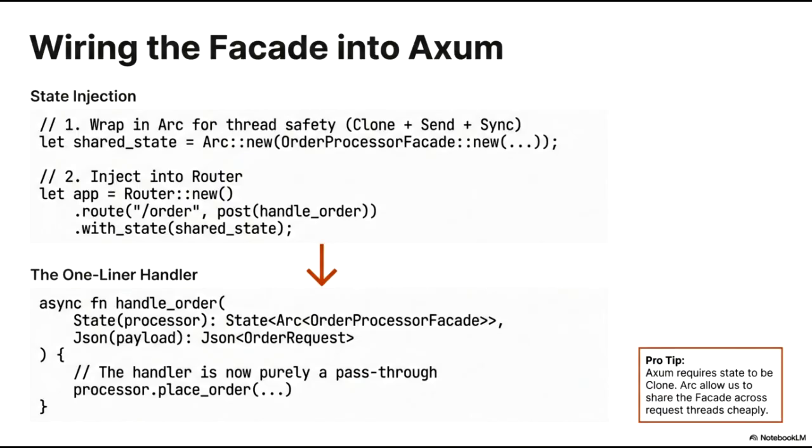This setup enables us to write what is known as a one-liner handler. By utilizing the State extractor in the handle order function signature, we can pull our facade directly into the handler. This transforms the handler into a thin pass-through layer that simply delegates incoming requests to the facade's place order method. This pattern effectively decouples our web-specific routing from the underlying business logic.